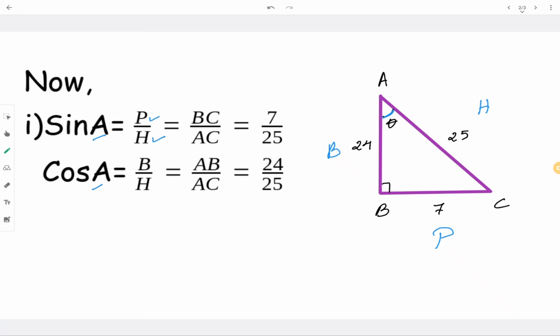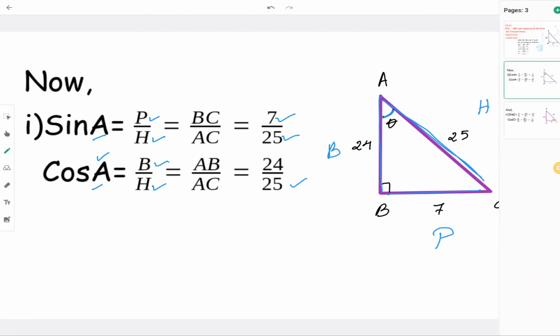My perpendicular is how much? Perpendicular is 7. Then my hypotenuse, the longest side, is 25. So I put the value. Let's do the same thing. Cos A, base by hypotenuse. So my base is how much? Base is 24. Then my hypotenuse, the longest side, is 25.